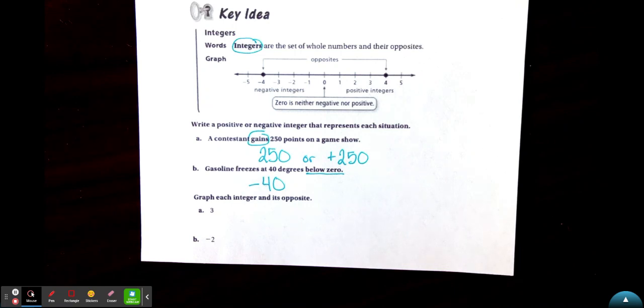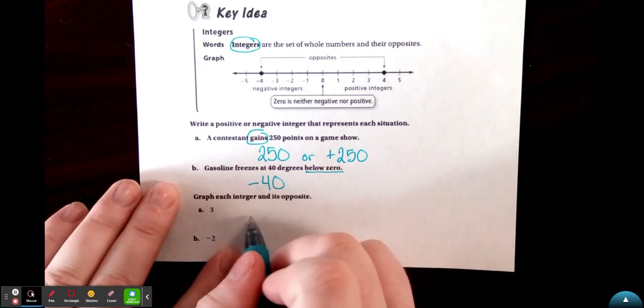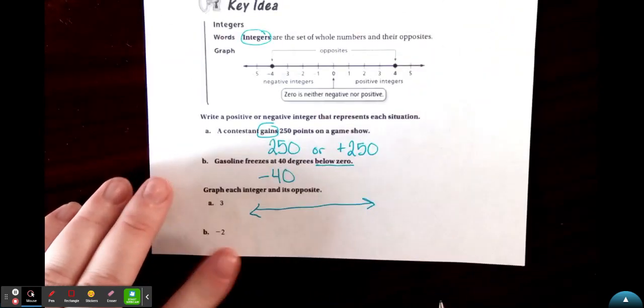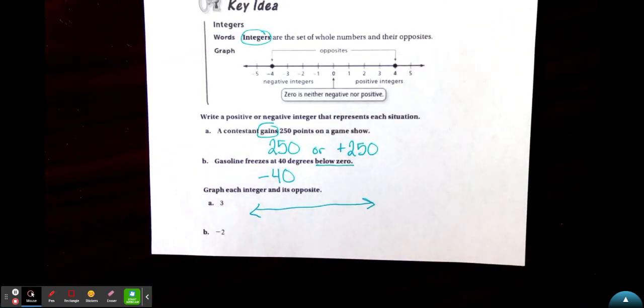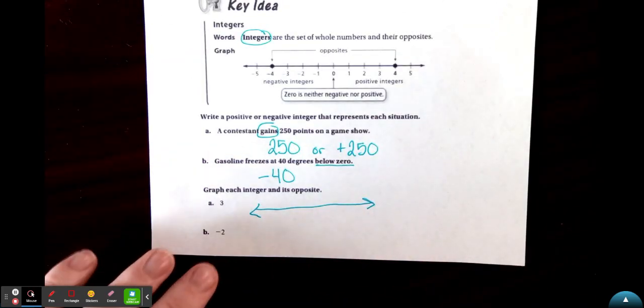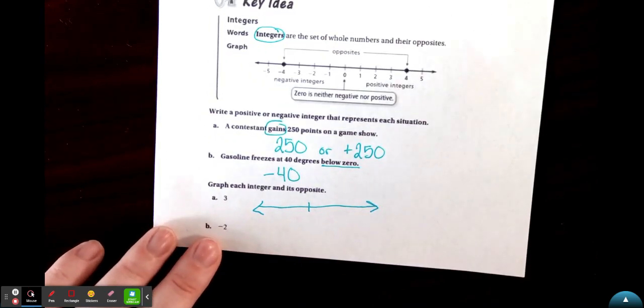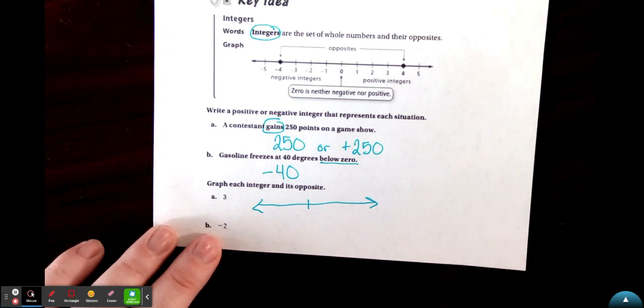Okay, graph each integer and its opposite. So we are going to make a number line that goes from left to right. Whoops, that's not a very good line, but whatever. Okay, what number do we think is going to go in the middle? 0.